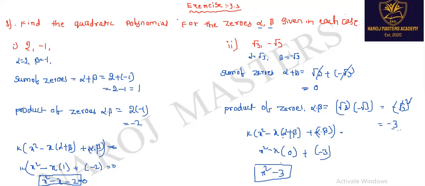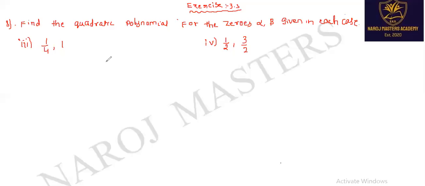Now look at the third part. Part 3 is 1 by 4 comma 1. So here alpha is equal to 1 by 4 and beta is equal to 1. Now the sum of the zeros, alpha plus beta, is equal to 1 by 4 plus 1. That equals 1 plus 4 by 4, that equals 5 by 4.